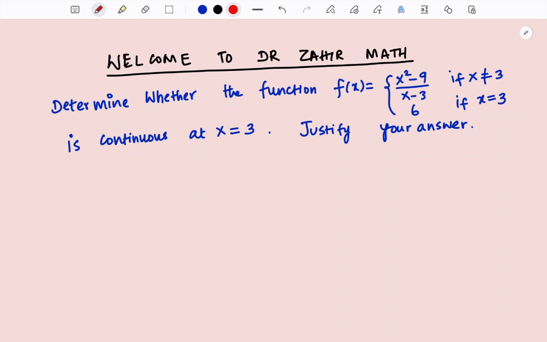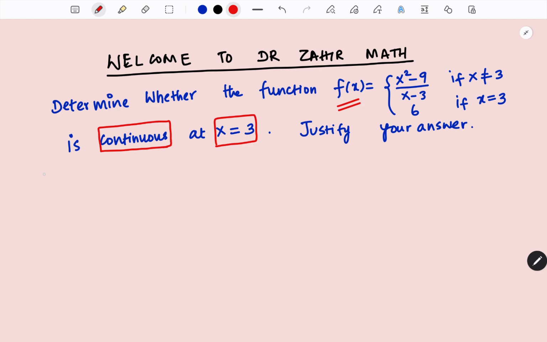Determine whether the function f of x equals x squared minus 9 over x minus 3 if x is not equal to 3, and 6 if x equals 3, is continuous at x equals 3. Justify your answer. So what we need to do is check whether the given function is continuous or not.